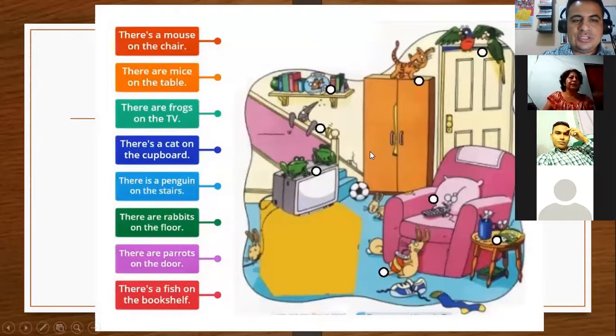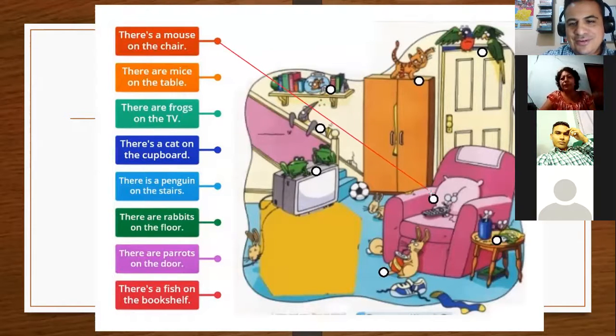Okay? So, I want you to look over here, and I'm going to use there is or there are, all right, to describe different things. For example, there is a mouse on the chair. There are mice on the table. No sé si pueden ver acá. Mice. ¿Cuál es la diferencia entre mouse y mice? Mouse es un ratón singular. Mice es ratones. Right? For example, Mickey Mouse. Está hablando solo de uno, Mickey Mouse. Mice es plural. There are frogs on the TV.